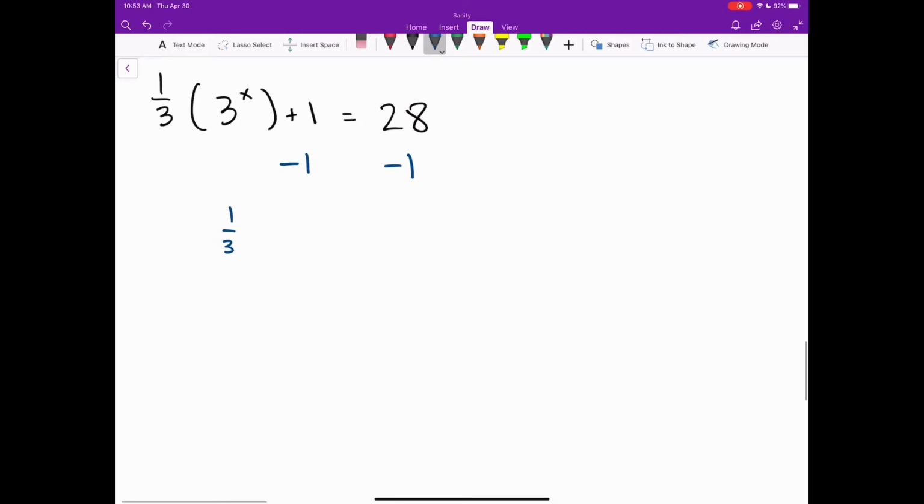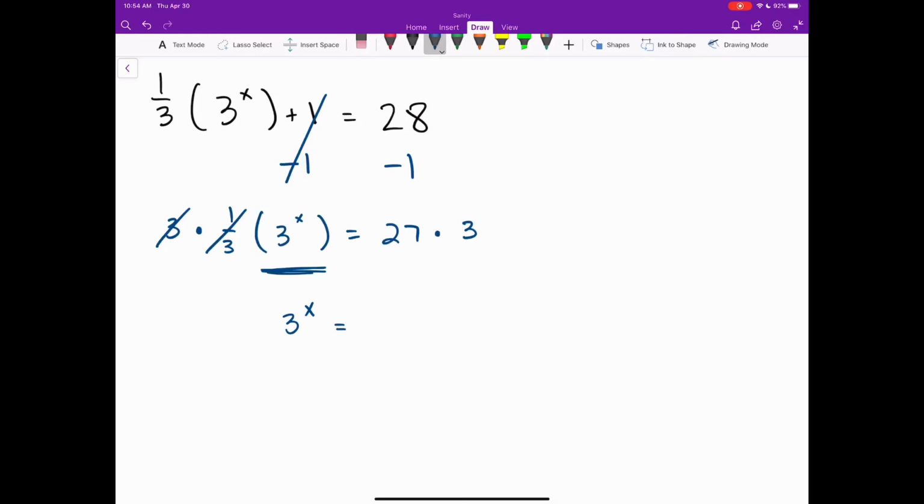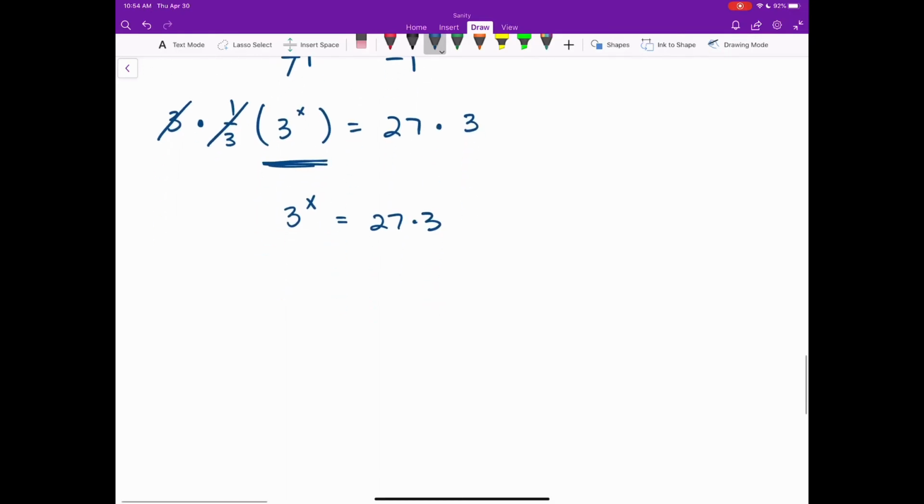That's going to leave me with 1/3, okay, because that cancels out. So 1/3 times 3 to the power of x equals 27. And then to get rid of this 1/3, because that 1/3 is being multiplied, you could divide by 1/3 on both sides, or I'm going to multiply by 3 on both sides, because 3 and 1/3 are what we call multiplicative inverses, so they're going to cancel each other out. So multiplying by 3 on both sides, that 3 and the 1/3 cancel out, and I'm just left with 3 to the power of x equals 27 times 3. 27 times 3, that's going to get you 81.